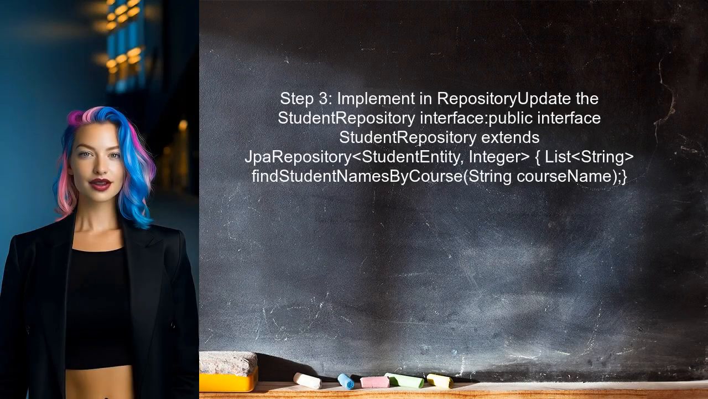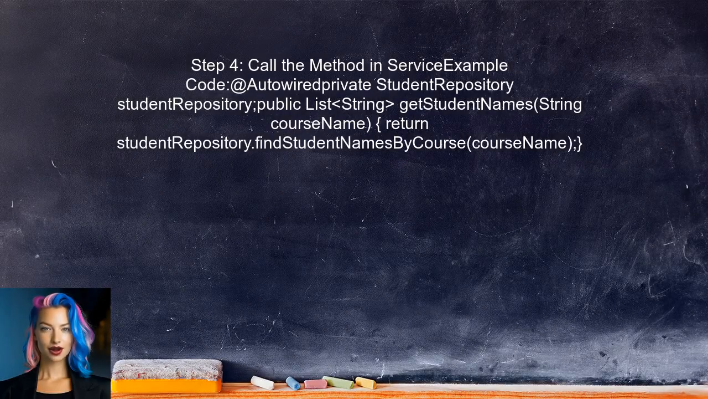After creating the criteria query, the user should implement this method in their repository interface. This allows for easy access to the method from their service layer. Finally, the user can call this new method from their service class to retrieve the student names based on the specified course name. This integrates the criteria query into their application.